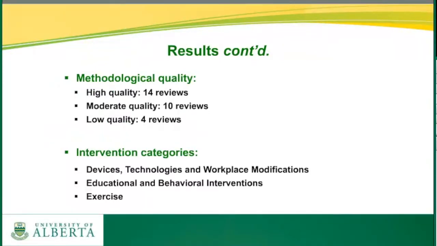Using the AMSTAR tool, we're able to show that 14 of the 28 systematic reviews that were included were of high quality, 10 were of moderate quality, and 4 of low quality. Of all the interventions that were identified, we were able to classify these interventions under 3 major categories. First, devices, technologies, and workplace modifications. Secondly, educational and behavioral interventions. And thirdly, exercise interventions.